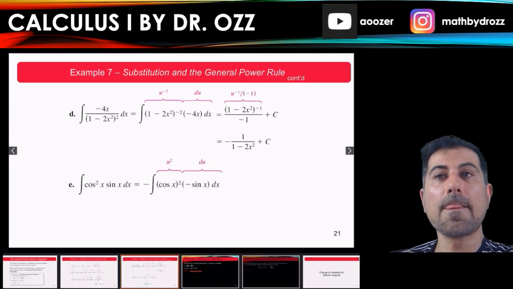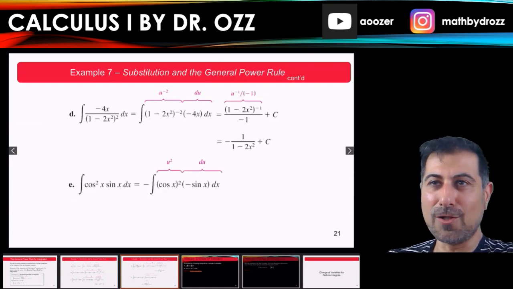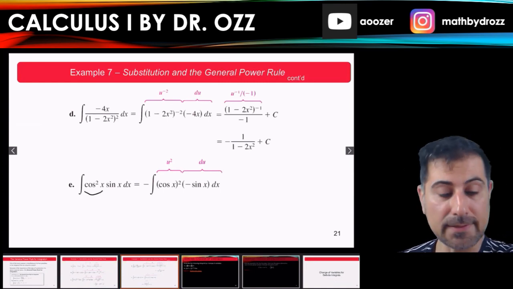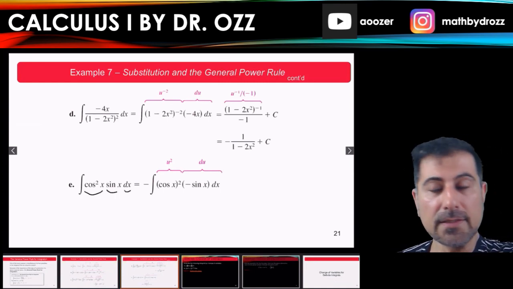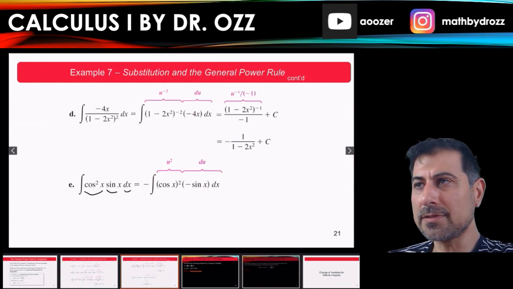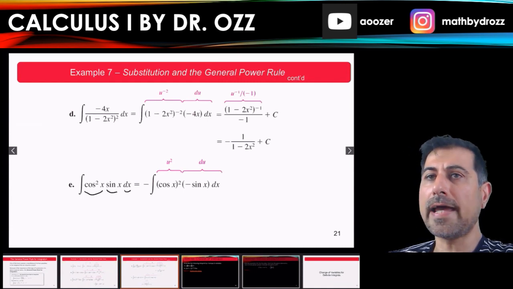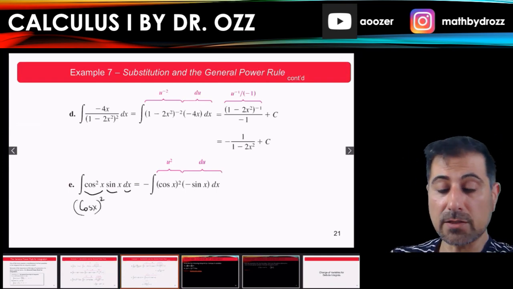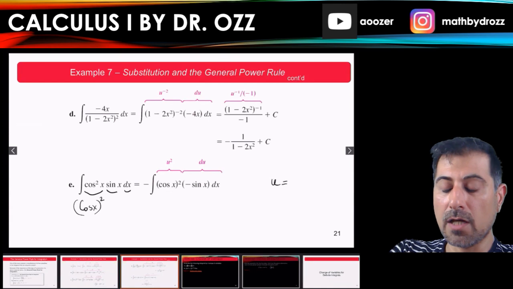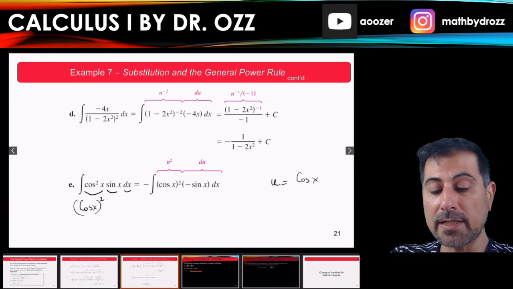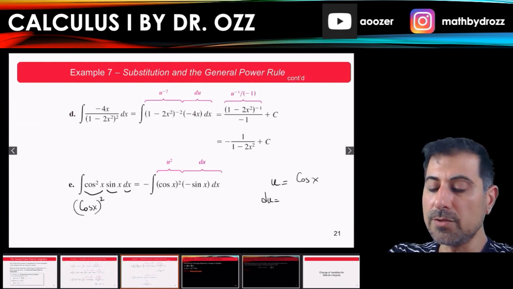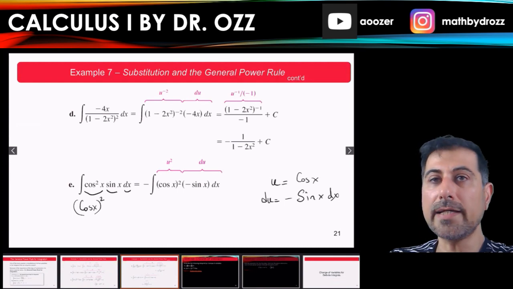And finally, we have an example involving trig functions. I have cosine squared x times sine x and dx. And here the composite function looks to be like cosine x quantity squared. Let me just rewrite that. Cosine x quantity squared. So I'm going to call u to be the inner part of that, which is cosine x. Okay? When you do this u substitution, du is going to be negative sine x dx, which is the derivative of cosine x, right?